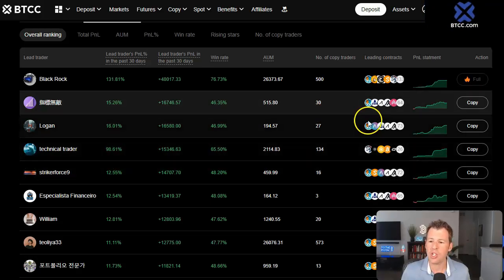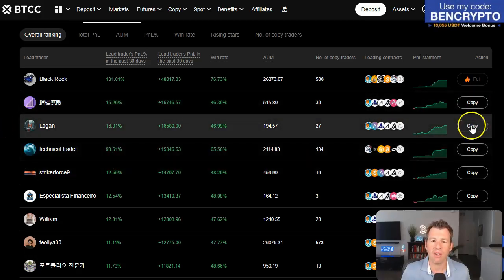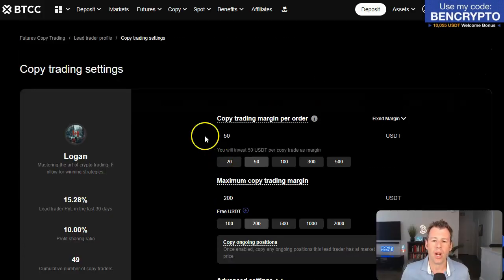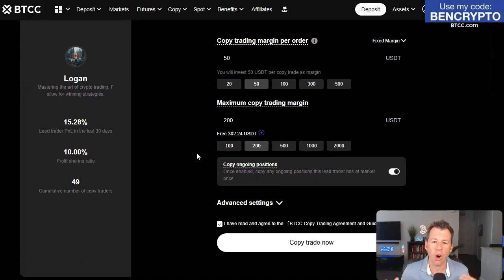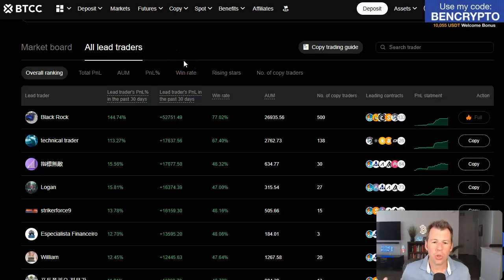So then once you make a decision, you're just going to go to the specific lead trader you like. You're going to click on copy at the right side. Then you're going to set some parameters, which I'll show you later in the video, along the lines of how much money you want to put into each trade going forward that you are going to copy trade off of them.